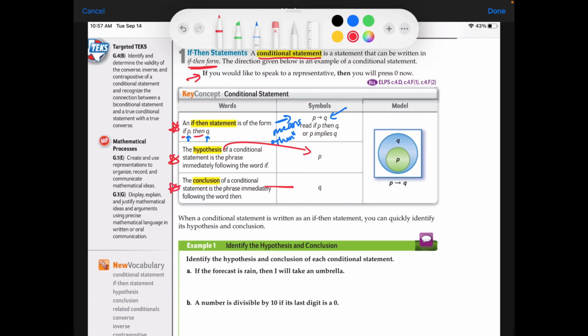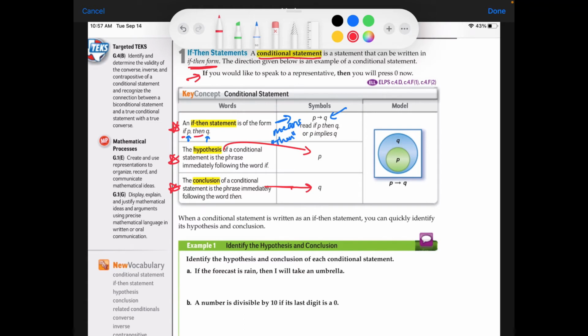Now, if that happens, what is your conclusion, right? If you sleep in class, what could be the conclusion? That would be your letter Q. Represented with the letter Q is everything after the word then. If you sleep in class, then you may miss important information. So, when a conditional statement is written as an if-then statement, you can quickly identify its hypothesis and conclusion.